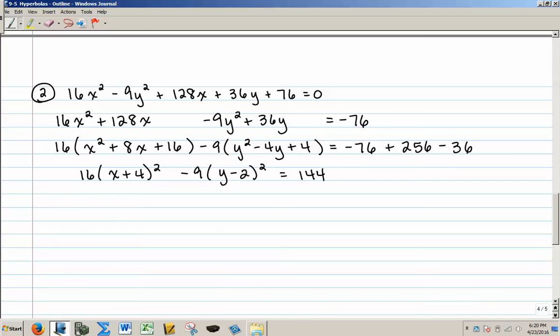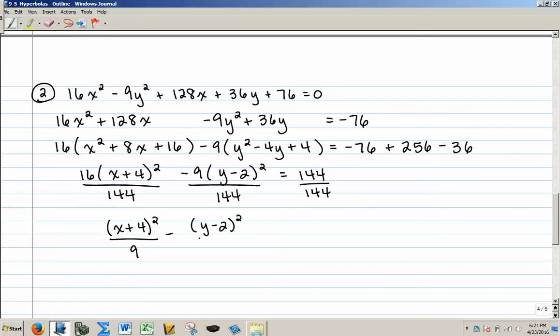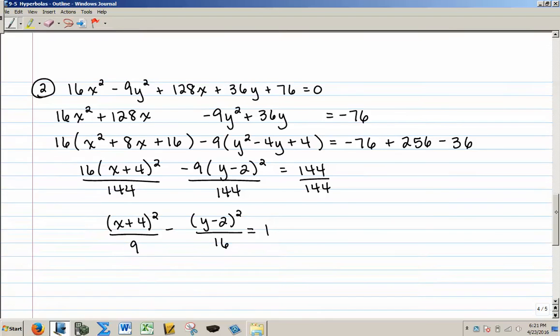And as with the equation of an ellipse, the equation of a hyperbola has to equal 1. So I'll divide everything by 144. And this one's kind of neat and tidy as well, because 16 times 9 is 144. So that's going to give me (x plus 4) squared over 9 minus (y minus 2) squared over 16 equals 1. And there's the standard form for my hyperbola.